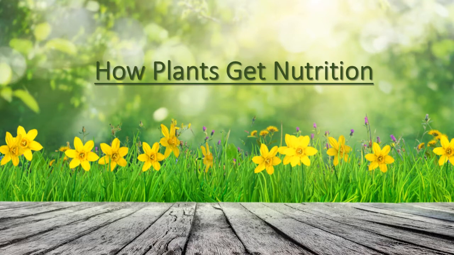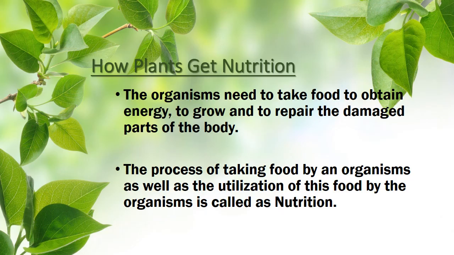Let's see about how plants get nutrition. The organisms need to take food to obtain energy, to grow and to repair the damaged parts of the body. The process of taking food by an organism as well as the utilization of this food by the organism is called as nutrition.